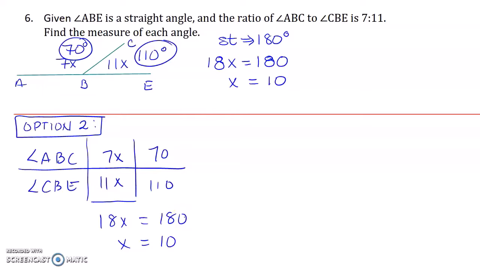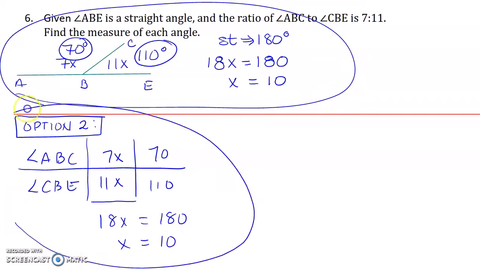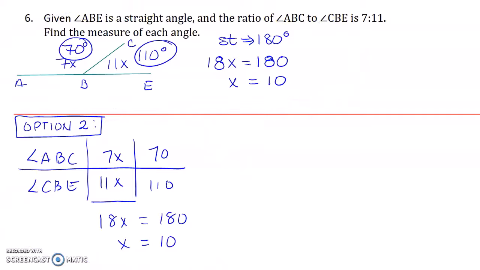Either of those, you could set it up this way, or you could set it up this way. But that's what I'm looking for when I'm grading algebra problems. You're defining the variable, and I should have said in here, straight angle is 180 degrees. You're defining your variable, you have your equation, your work, and then your solution.